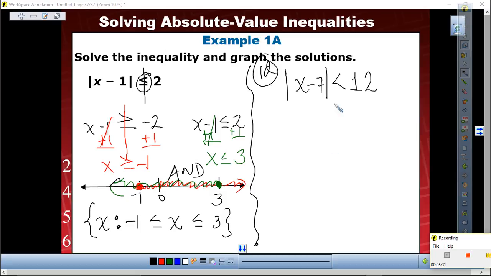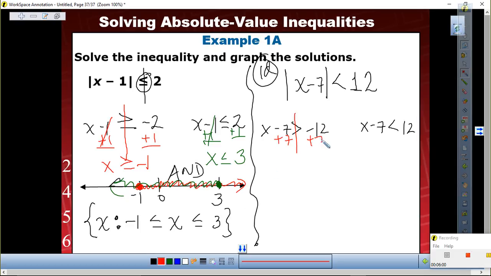Here goes the process. Was there anything outside the absolute value? No. So therefore, what number is 12 steps away from 0? Negative 12 and 12. And we write this twice. X minus 7, x minus 7. However, this became a negative, therefore this is greater than. This one stays the same. Is that correct? All right. Therefore, plus 7, x greater than negative 5, plus 7, x is less than 19. So far, so good?